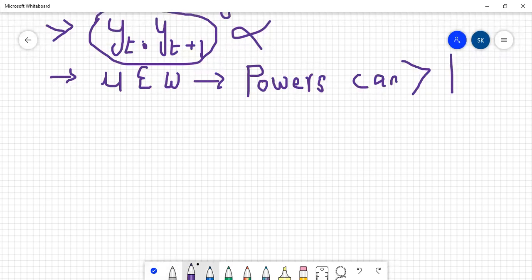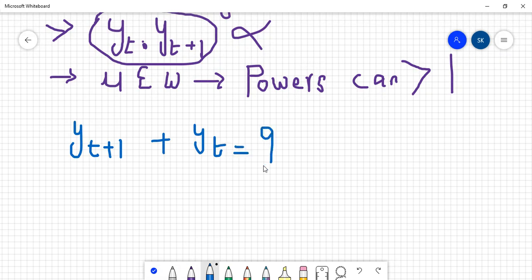Now let us solve the question for this. Suppose we have yt plus 1. These are a few examples first. We have yt plus 1 plus yt is equal to 9. Suppose this is one of the questions that we are given. Now here what happens is that for the value of mu, we have nothing over here. So therefore the value of mu is equal to 1 over here, and this is the value of w.